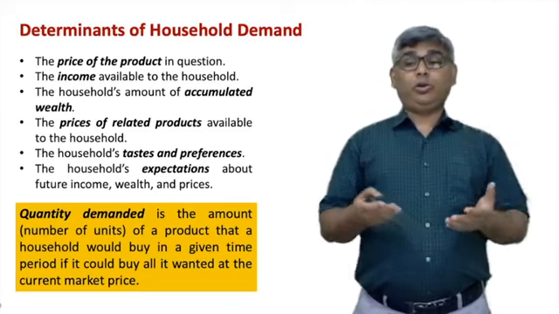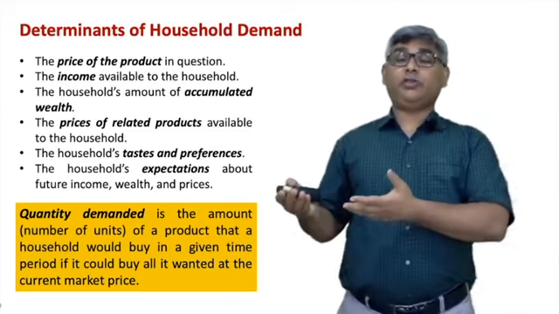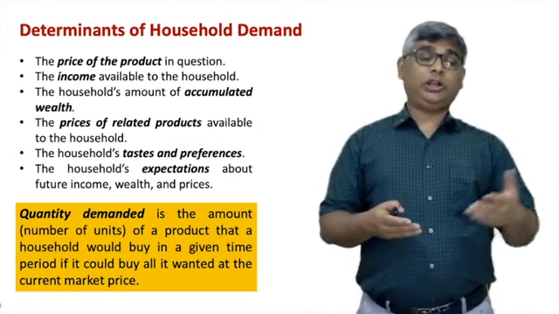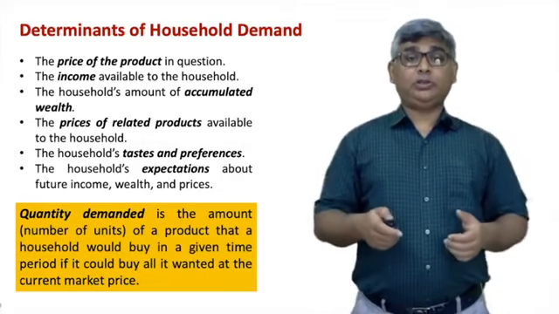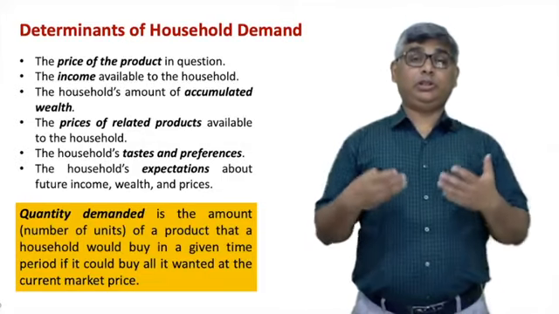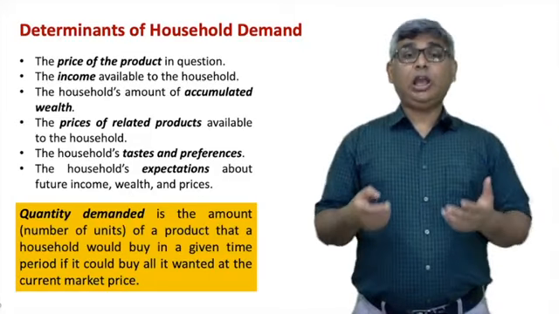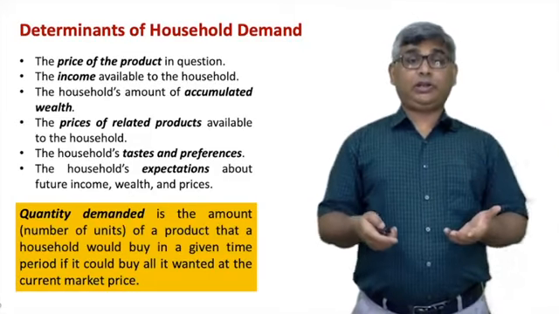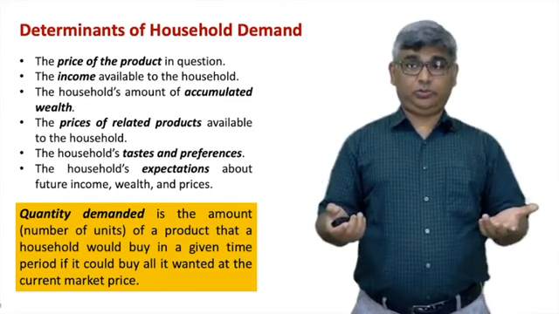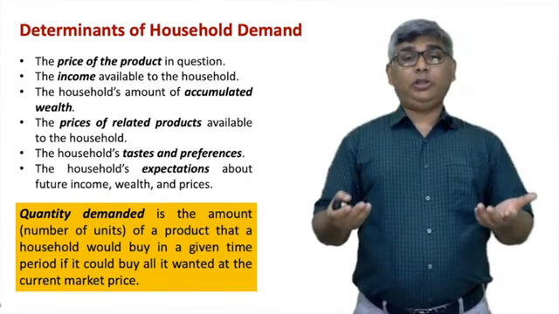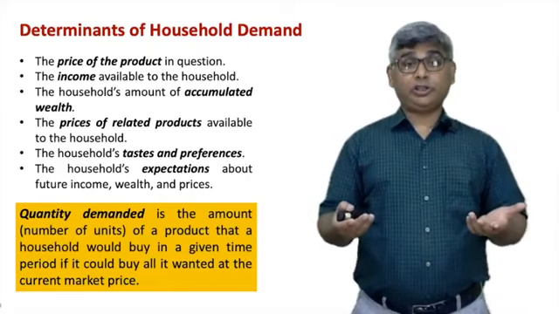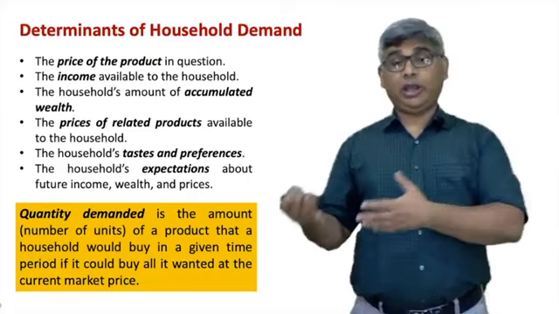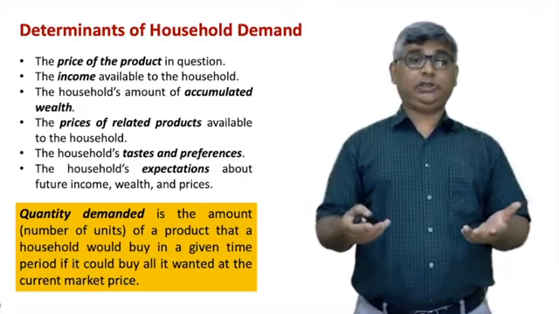I have already told you, say for example, the price of an iPhone falls down, say under 10,000 rupees, then the demand will increase abruptly. So the very first factor on which the demand depends is the price. Apart from this, we have many other factors like income available to the household. Higher the income, more will be the purchase power. Higher the accumulated wealth, more will be the purchase power. It's a different case whether they are buying it or not, but the purchase power exists.